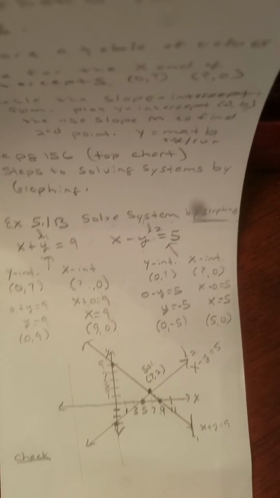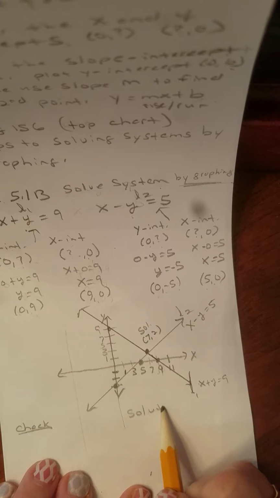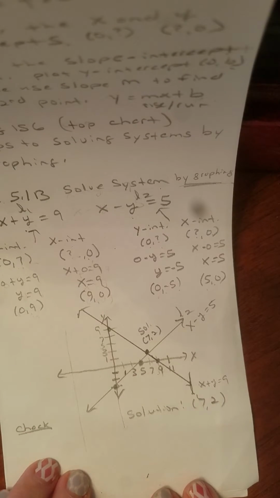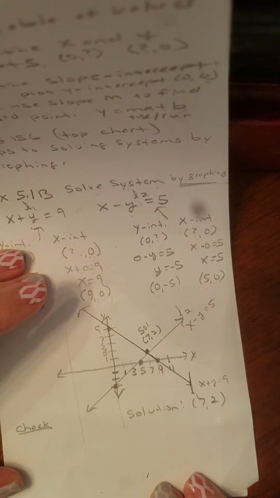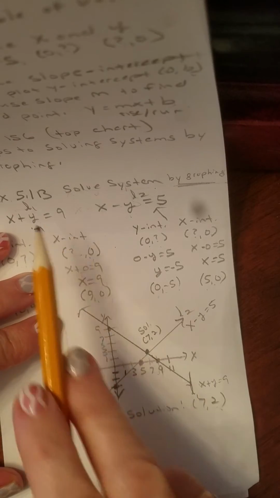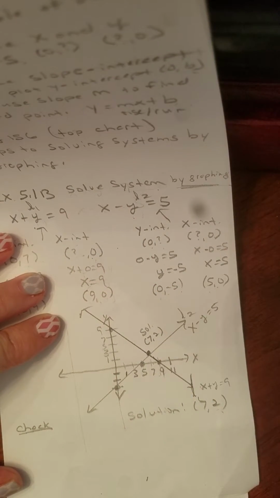All right, so you're going to say the solution is (7, 2). And you can do your check step. The check step is you plug in (7, 2) for this equation, (7, 2) for that equation, and see if you get true statements. All right. To save time, I'm not going to do that at this moment.